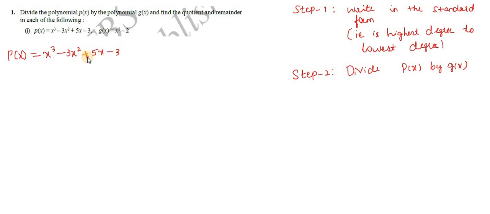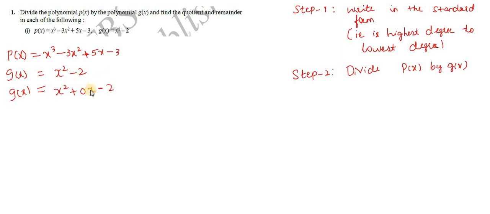So just see the degree of this polynomial. So 3, 2, 1, 0. Okay, p of x is in the standard form. Then what is next? g of x. g of x is equal to x square minus 2 they have given. So whether it's in standard form, so it is 2 and it is 1, sorry, it is 0. So where is 1? 1 is not given. So what can we do? We can write this as x square plus 0x minus 2.